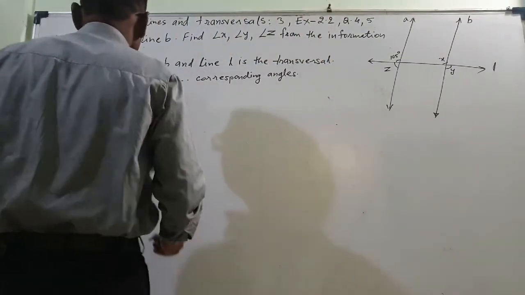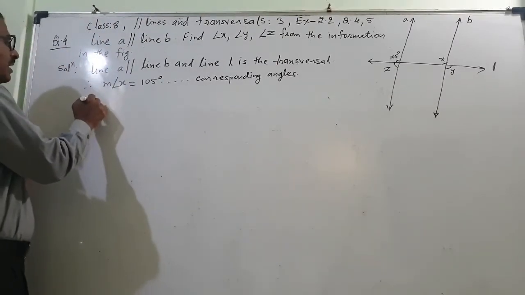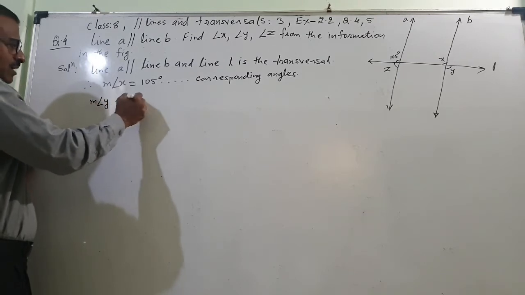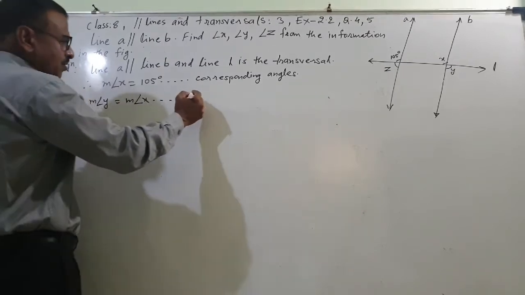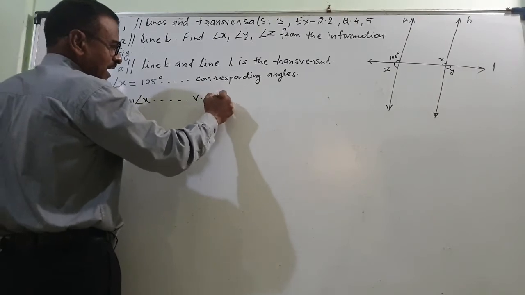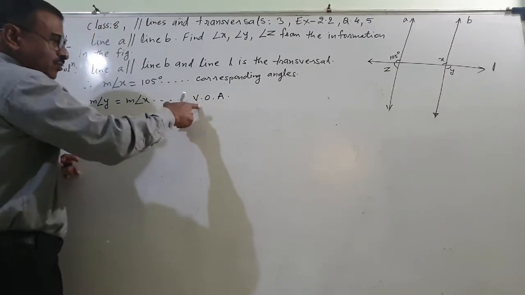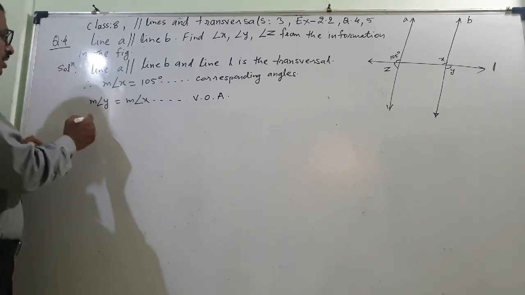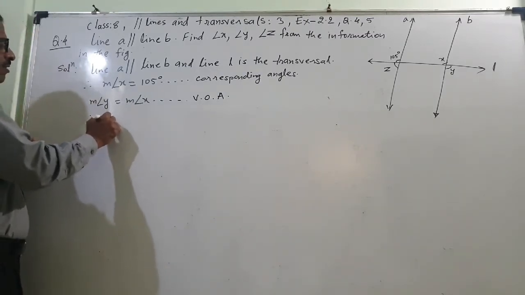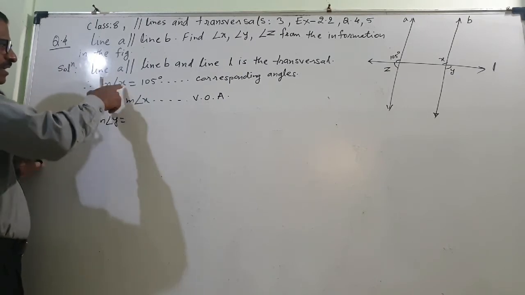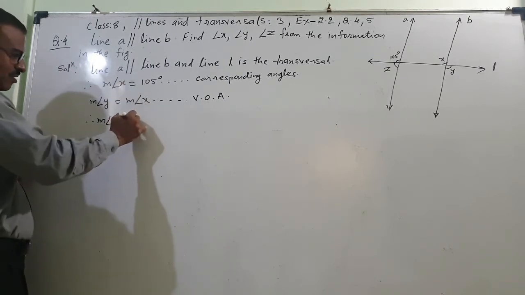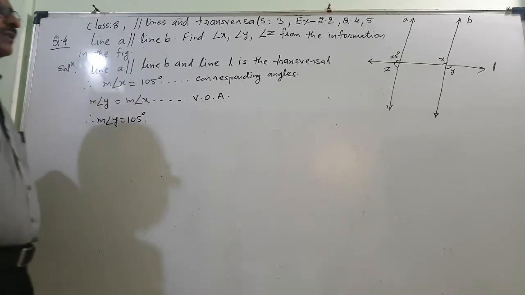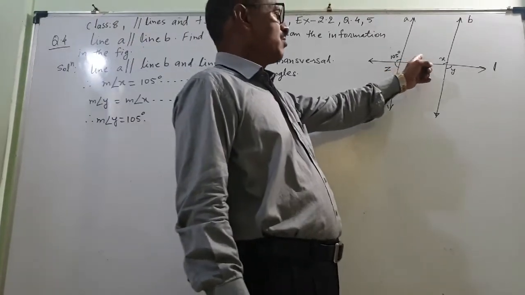So measure of angle Y is equal to measure of angle X. Reason, vertically opposite angles. VOA means vertically opposite angles. I am writing it like this, but you will not write like this. Therefore, measure of angle Y is equal to X. X is how much? X is 105. So this will also be 105 degrees. Now X is over, Y is over.